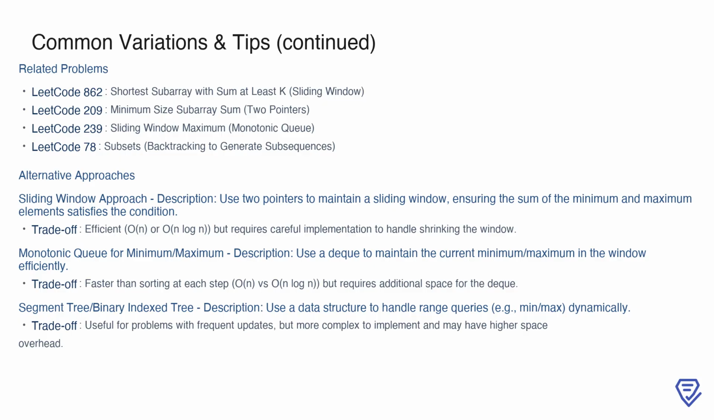Another option is using a monotonic queue to dynamically track the minimum or maximum within the window. This approach is faster than sorting at each step, achieving n time complexity, but it does require additional space for maintaining the deque. For more advanced scenarios, data structures like segment trees or binary index trees can be used to handle range queries efficiently. While these are powerful tools, they come with increased implementation complexity and potential space overhead. Choosing the right approach depends on the specific constraints and requirements of the problem at hand.